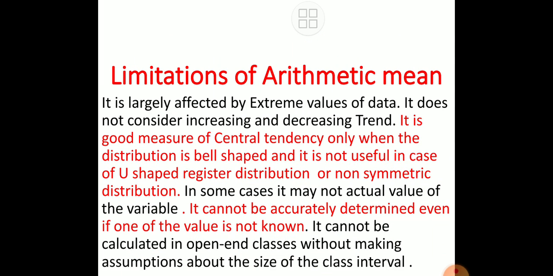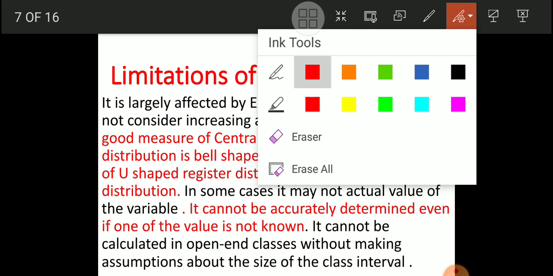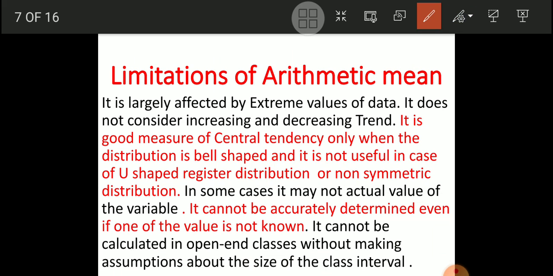Limitations are also there with the arithmetic mean. It is largely affected by extreme values. Already I have given you an example, isn't it? It does not consider increasing and decreasing trend. It is a good measure of central tendency only when the distributions are bell shaped. If distributions are U shaped, then it is not useful, isn't it?